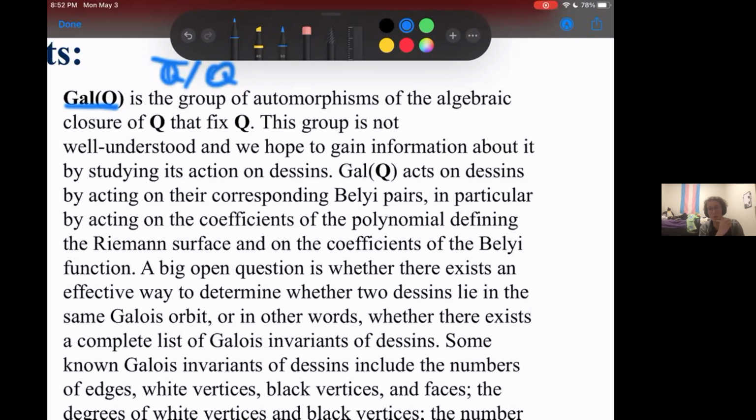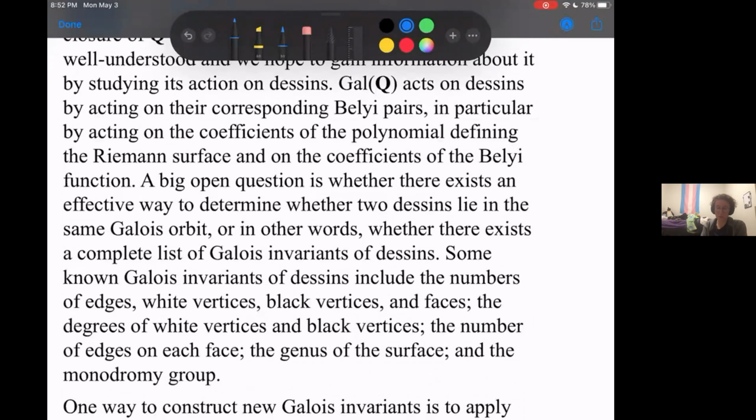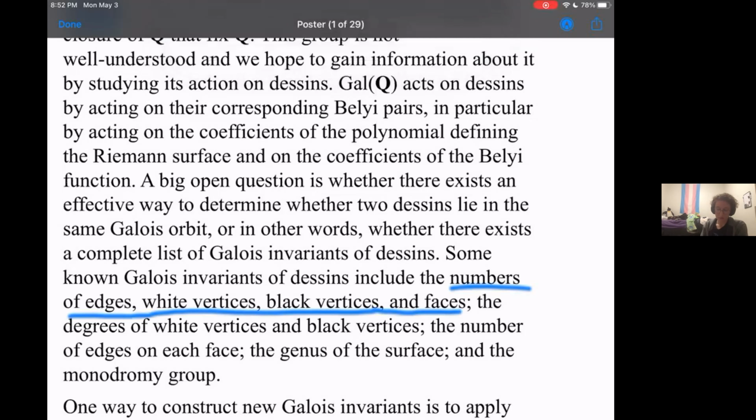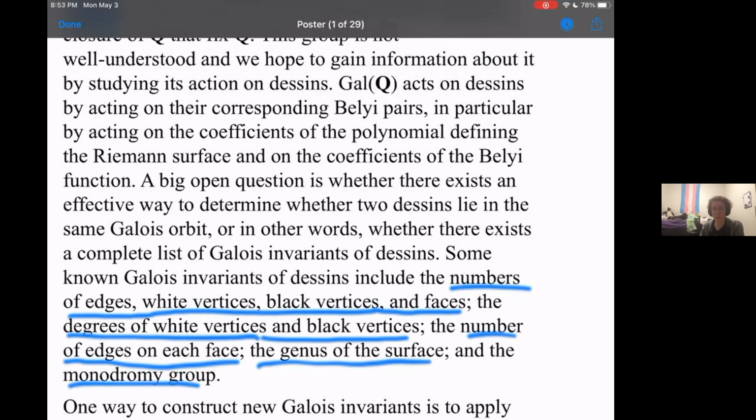So we do have a list of some invariants. Some things that always have to stay the same when you apply this action to Dessins: the number of edges, the number of white vertices, the number of black vertices, and the number of faces will be the same under this action. The degrees of the vertices, so the number of edges around each white vertex is the degree of the white vertex, and the number of edges around each black vertex will also stay the same. The number of edges surrounding each face will also remain the same. The genus of the surface will remain the same, and the monodromy group of the Dessins will remain the same under this action.